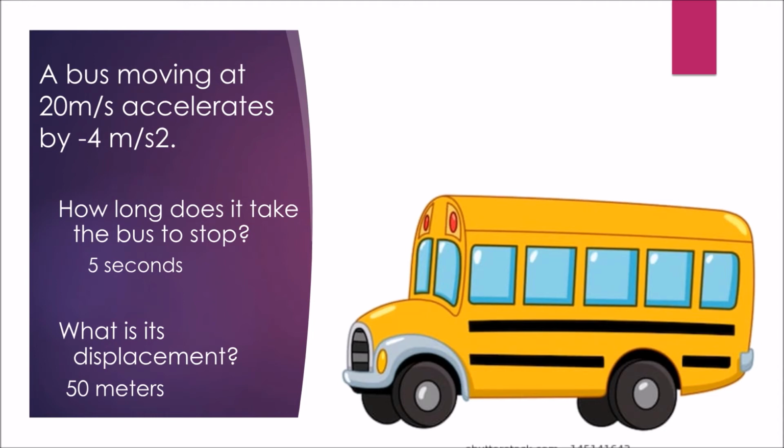And further, noting that our final velocity is 0 because the object is stopping, we use our displacement equation, delta x equals initial velocity multiplied by time plus 1/2 a delta t squared, and we can find that it's 50.